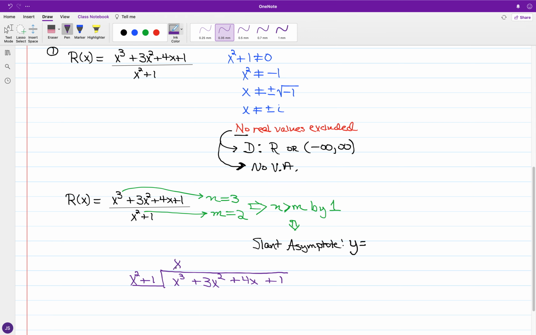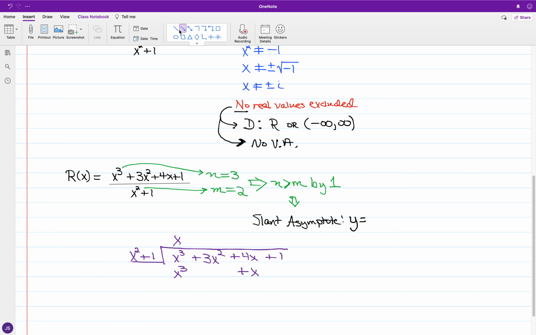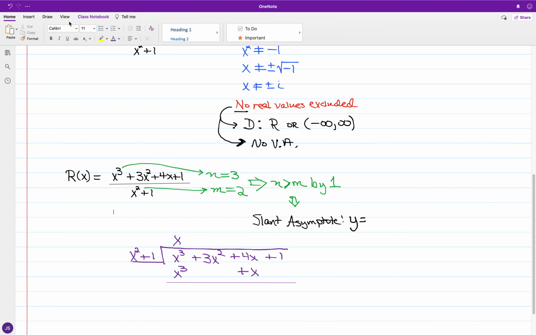We'll go x times, distributing x over x squared plus 1. So x times x squared is x cubed, and we have x times 1 becomes x. Now x is a first order term, and that is going to be placed not underneath the 3x squared, but underneath the 4x, because you want the degrees to match in order for there to be like terms joined together.